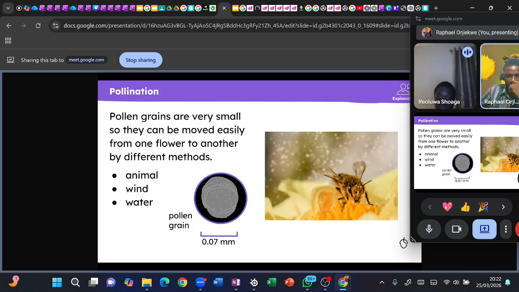Do we get that? Do you understand that? Yes. So looking at this, the pollen grains are very small and they can easily be moved, like by the legs of this insect.